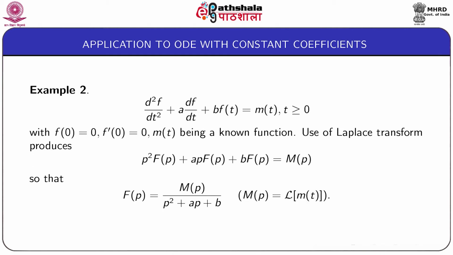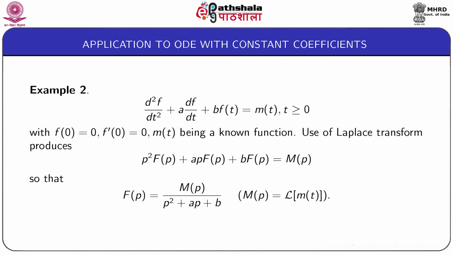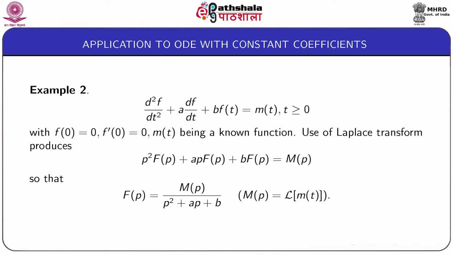Next, we consider another example, example 2, which is given by d2f/dt2 plus a df/dt plus b f(t) equal to m(t), t greater than or equal to 0. The initial conditions are f at t equal to 0 is 0, f dash at t equal to 0 is 0, f dash means here df/dt, and m(t) is a known function.